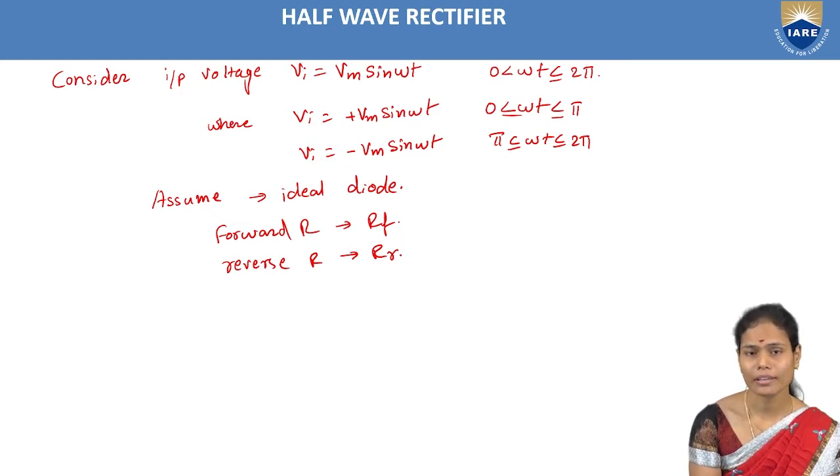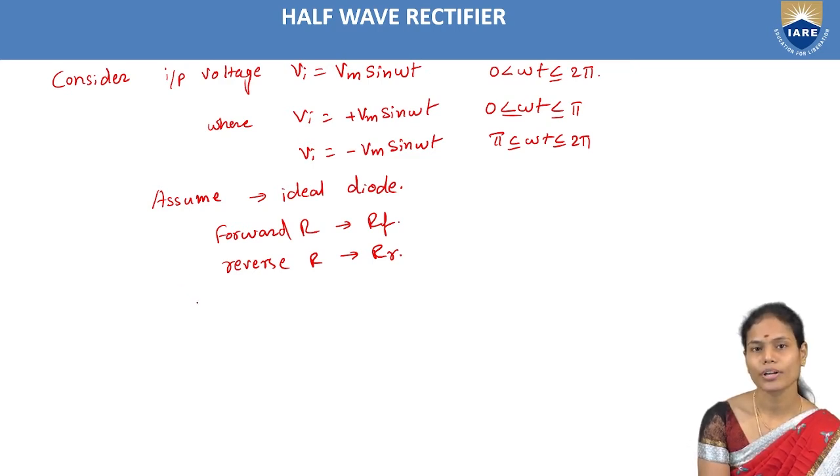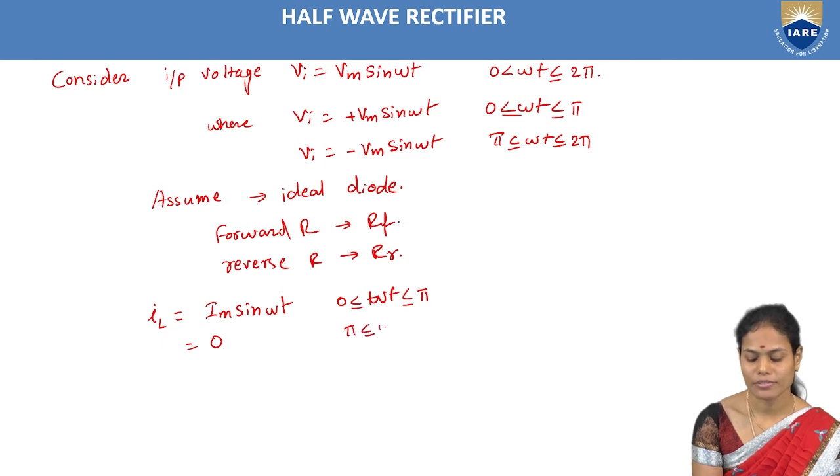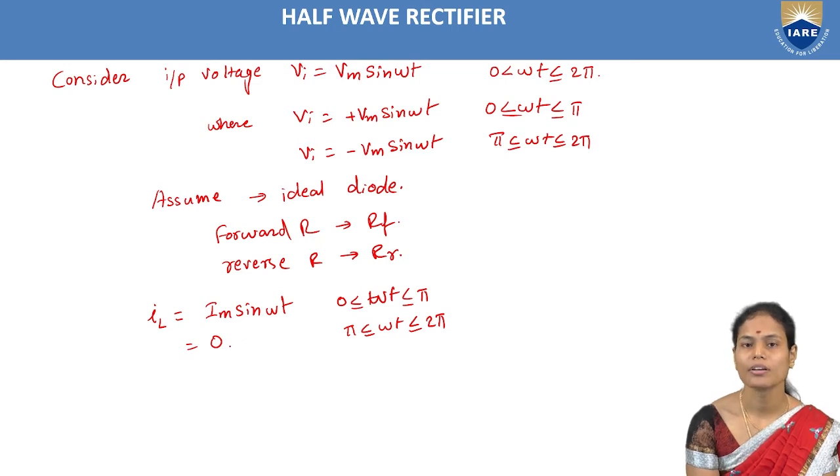Once we apply this input voltage to the half wave rectifier, we will get the corresponding output current across the load resistor RL, that is IL, equal to Im sin omega t. This output we can expect within the range from 0 to pi, and from pi to 2 pi this value is 0. Why? Because only for the positive half cycle we are going to get the output. For the negative half cycle we are not getting any output, so that's why it is 0.